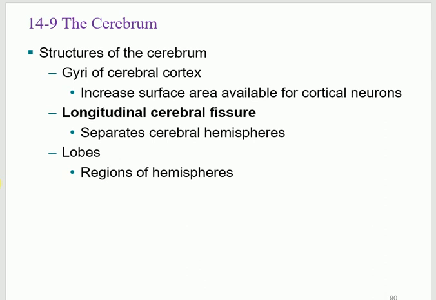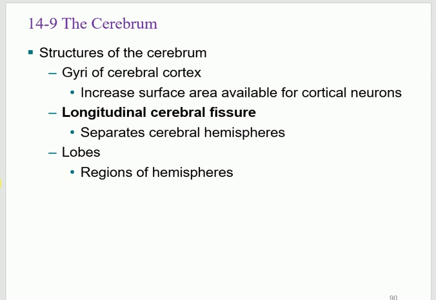And this cortex is not flat. It has elevations, depressions, elevations, depressions. Elevations are called gyri, or gyrus. Depressions, it depends. If it is a shallow depression, we call it sulcus. If it's a deep depression, we call it fissure.